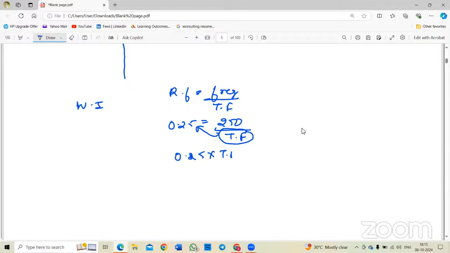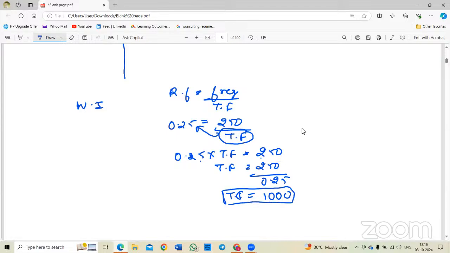0.25 into total frequency equals 250. We will keep this here and equate this here. That will be 250 divided by 0.25, right? Which will be equal to 1,000, right? Yes, ma'am, 1,000. Okay. So this is the total frequency. By this method, you can easily calculate the total frequency.